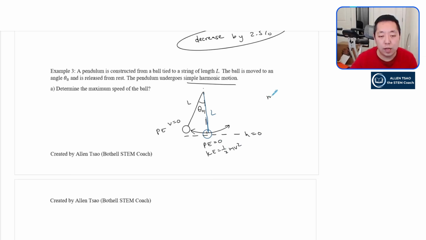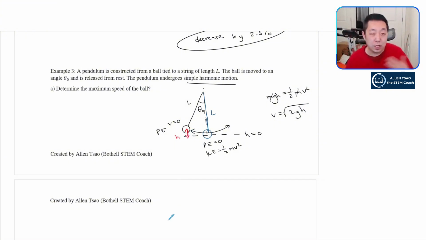So here we're going to do mgh equals 1/2 mv squared. That's the connection. And I want to figure out what v is. V is the square root of 2gh. Now, what is the h? The h is the vertical distance that the ball is above this point. I want to know what this h is.